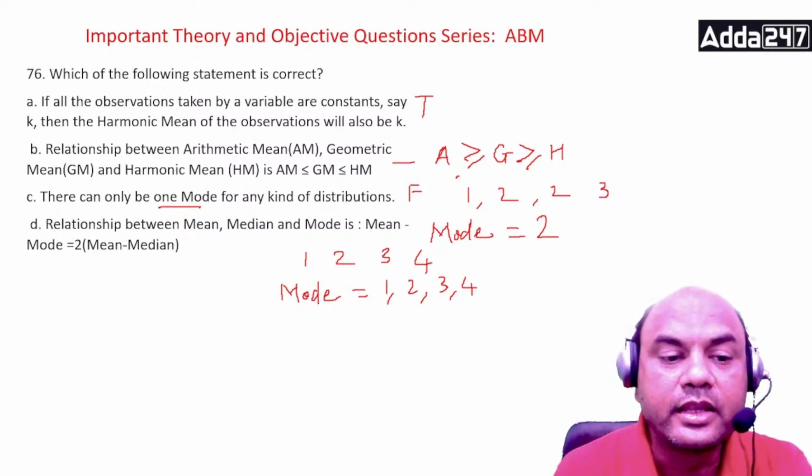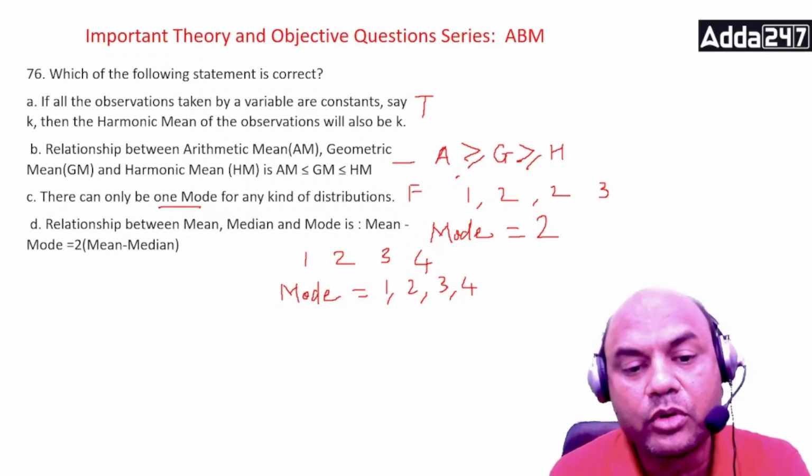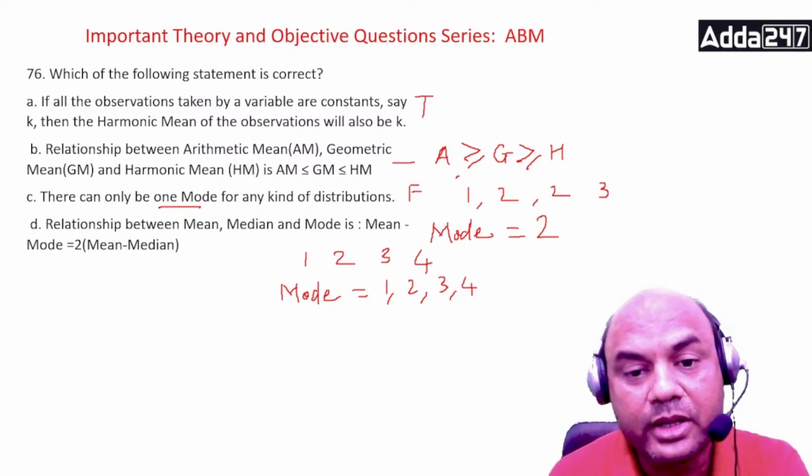Then the relationship between mean, median and mode is: mean minus mode equals 2 into (mean minus median). Is it so?